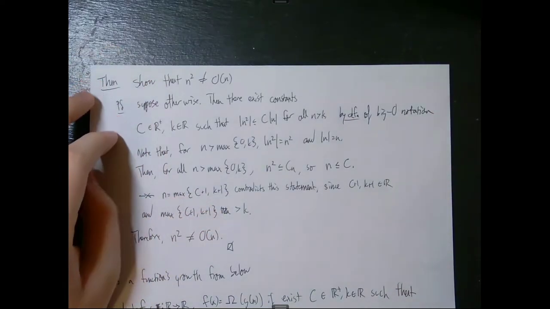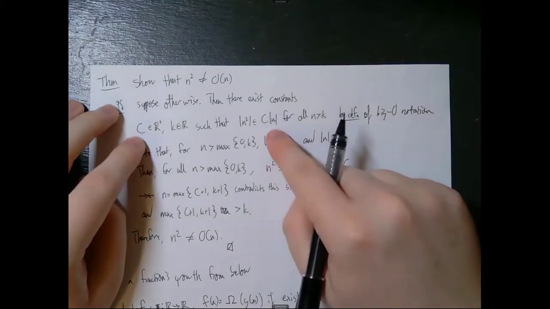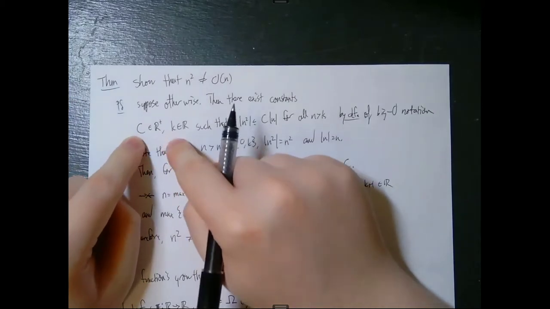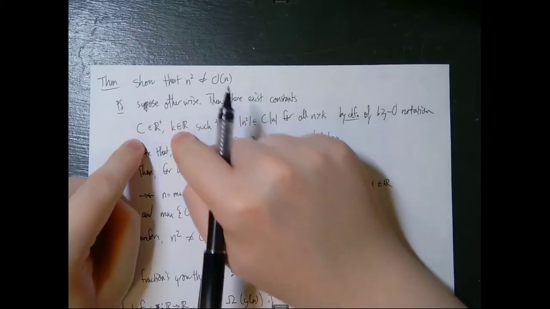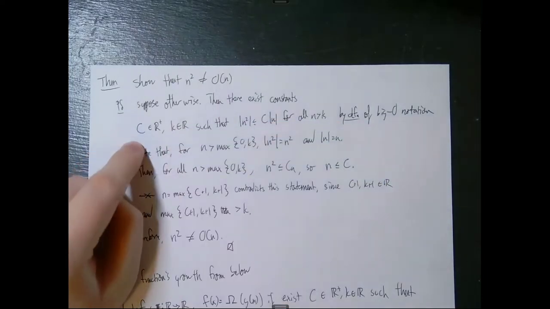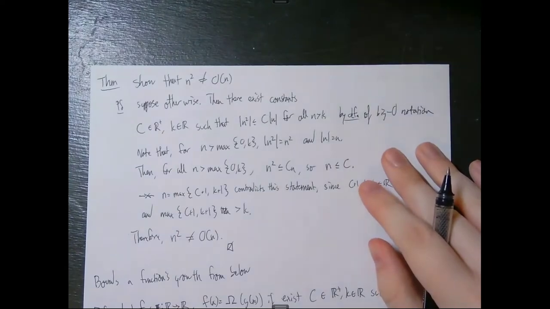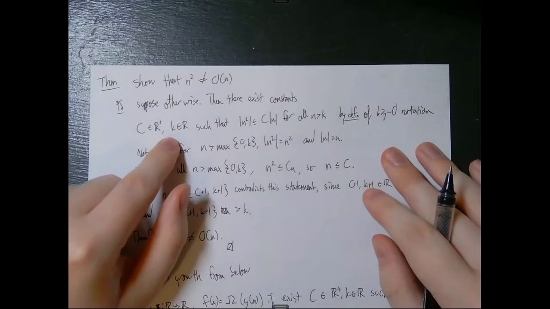So since we're doing a proof by contradiction, we don't necessarily know what the c and this k are. We just know that they exist. And we're trying to find a general purpose contradiction for any possible version of c and k that anyone could throw at us. Now what I'm going to do is I'm going to note that k might be negative.